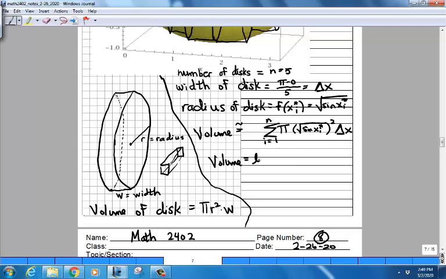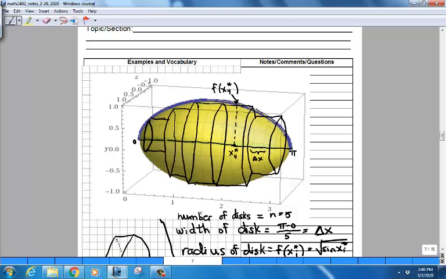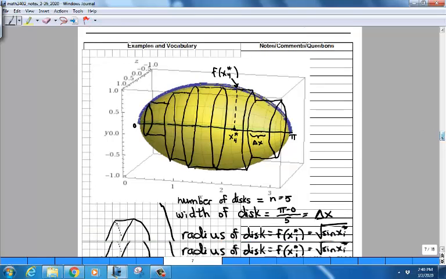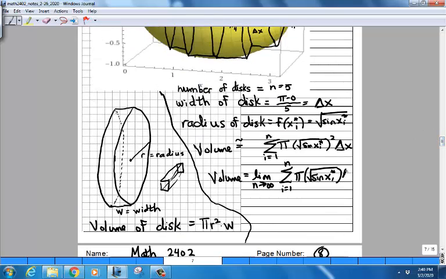You take the limit as n goes to infinity of this same sum. Remember, that's the pi, part of the cylinder formula. And then this is the height of every one of your disks, which depends on this function, correct? And then the width of each disk.